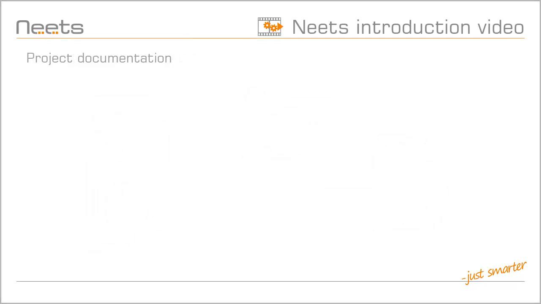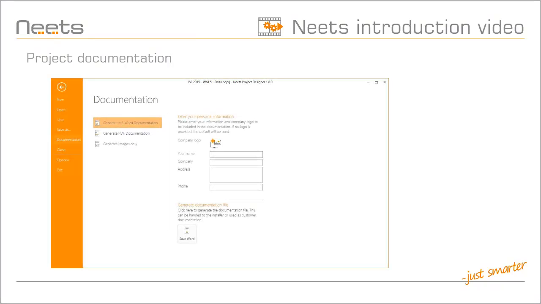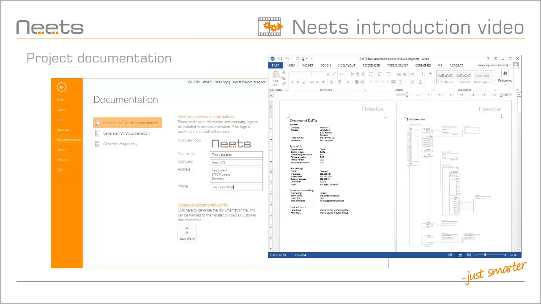Neets Project Designer 1.8 has improved project documentation. Now you can automatically generate a Word document with all the information from the project. You can easily add your company logo and contact details. And by getting the documentation in a Word format, you can easily add or modify the documentation to your need. The documentation is also available in PDF format, or you can export diagrams, labels, and graphical pages as previously.